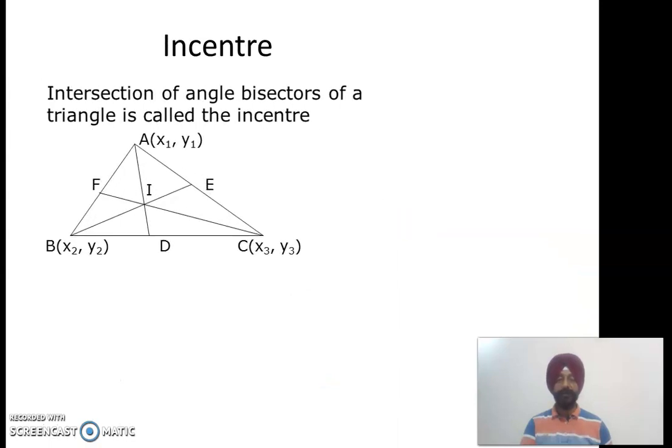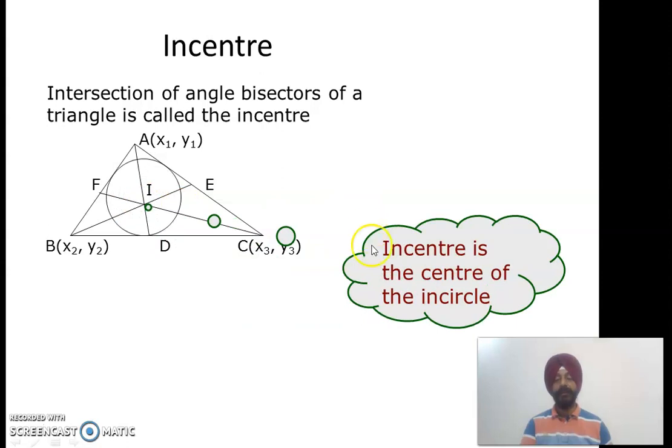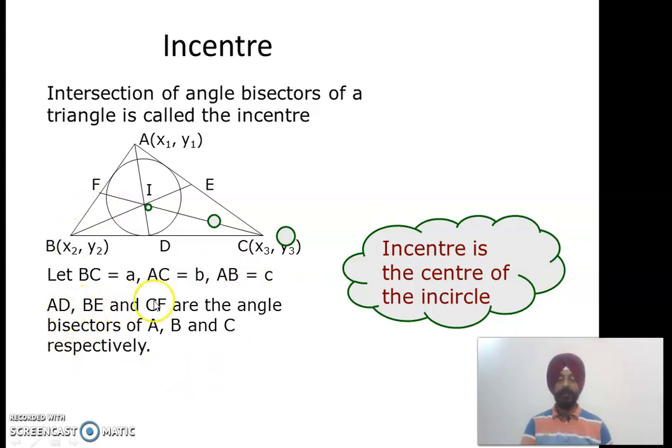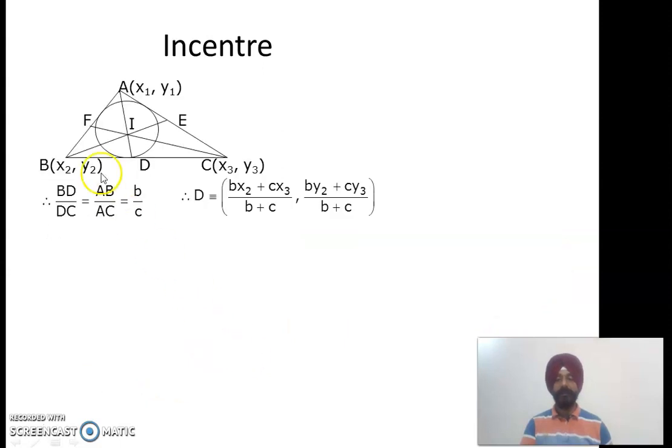Incenter. The intersection of the angle bisectors of a triangle is called the incenter. So I is the incenter. Let BC is equal to a, CA is equal to b and AB is equal to c. Then AD, BE and CF are the angle bisectors of triangle ABC respectively. So this is the incenter. And how to find the incenter?